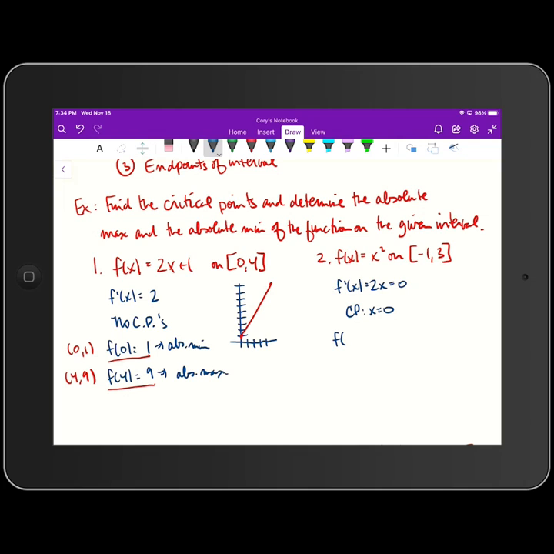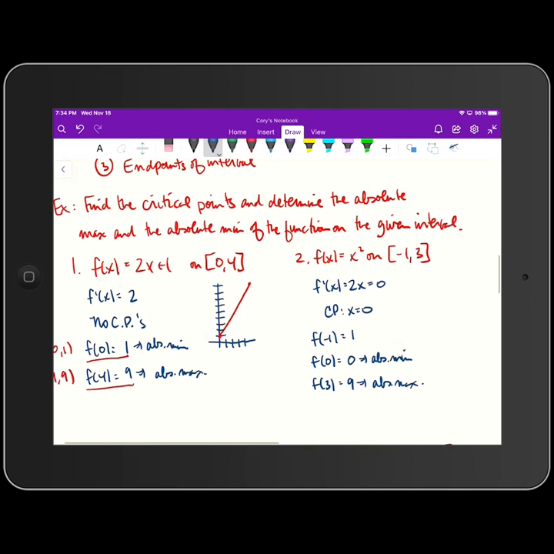We have to test f's value at -1, the first endpoint. I have to test f's value at 0, the critical point, and then we also test f's value at 3, the second endpoint. So when I plug all of those values into my original function, -1 squared is 1, 0 squared is 0, 3 squared is 9. 0 is the smallest value, so that is the absolute min. 9 is the largest value, that is the absolute max.